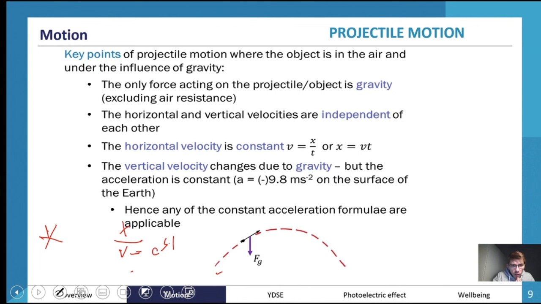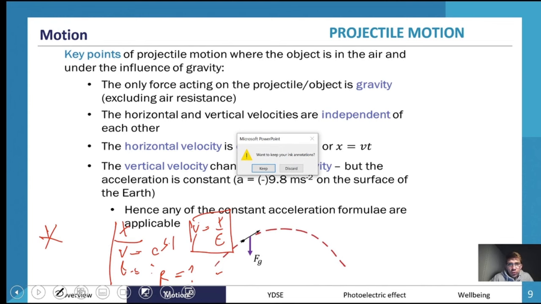So if we know the period, then we can find range. How can we find range? Well, range is just distance, and we know that velocity is equal to distance over time. So velocity is equal to displacement over time. This is the only formula that we can use with the horizontal component of the motion for projectile questions.